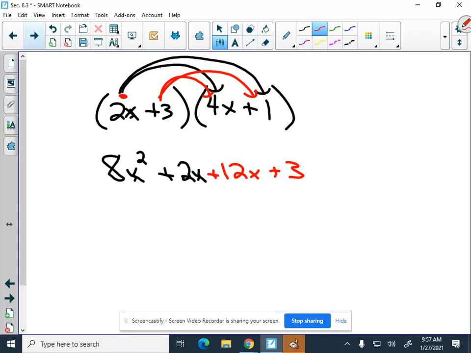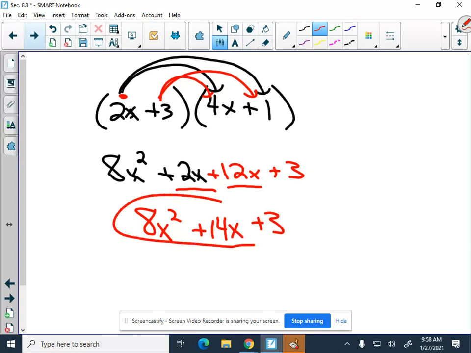Now, once you've done both terms in the binomial times both terms in the other, which is what we did, you're almost done. The next thing you have to do is look for terms that are like terms. We have a 2x and a 12x that are like. This is an 8x squared. Remember, it has to have the same exponent in order to work. So 2x and 12x make 14x, plus 3. Now we're done. Okay? That's the whole thing. So we go on to these examples.